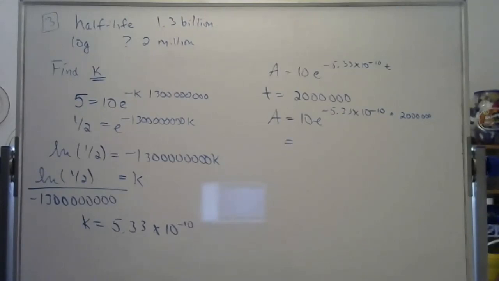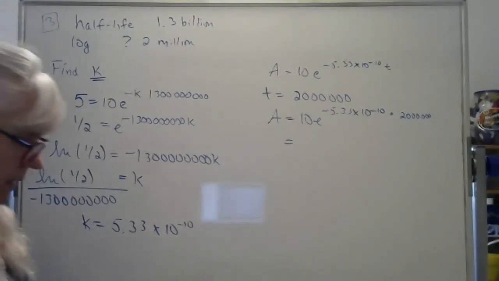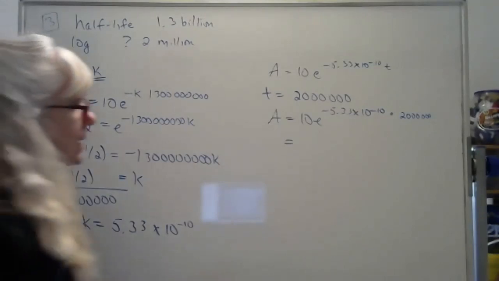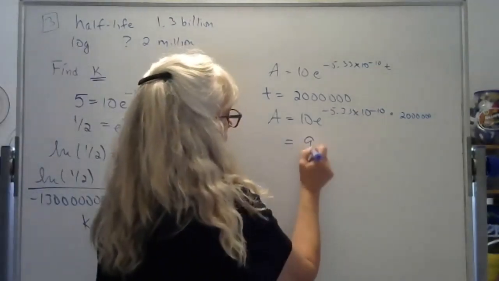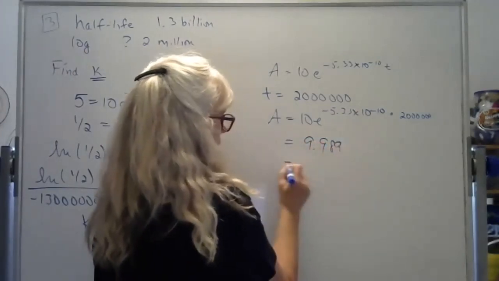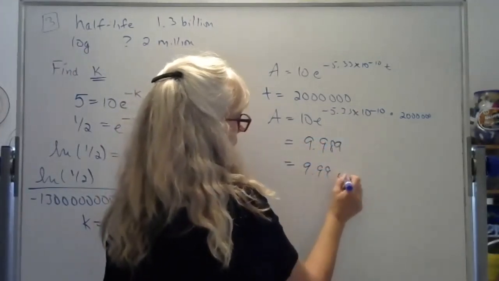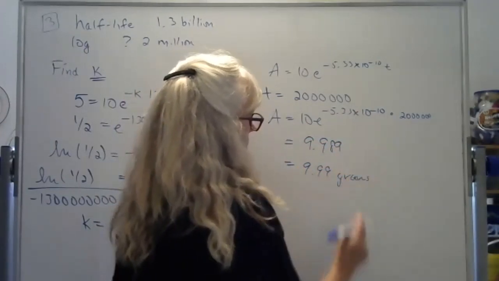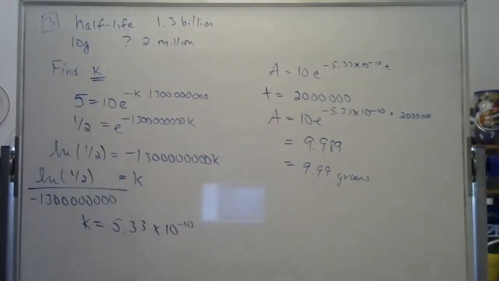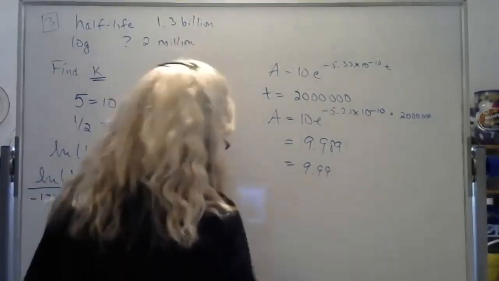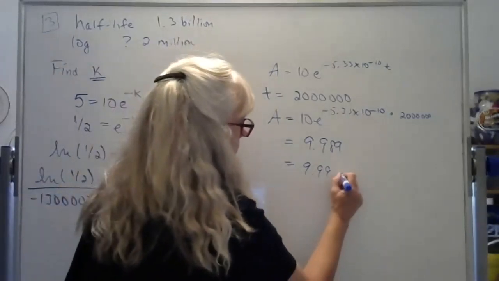2 million, 1, 2, 3, 4, 5, 6. Yeah, making sure I'm writing them right. And then times 10. Wow. So I get 9.989. That's in grams. Is that what you guys are getting? See, I can't roll my zeros. Yeah, that's what I got.